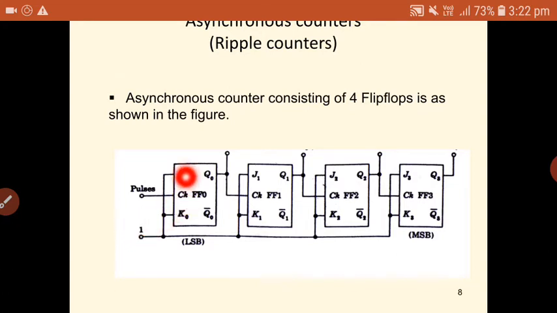Whenever J is equal to 1 and K is equal to 1 for all the JK flip-flops, the JK flip-flop is operated in toggle mode. What do you mean by toggle mode?